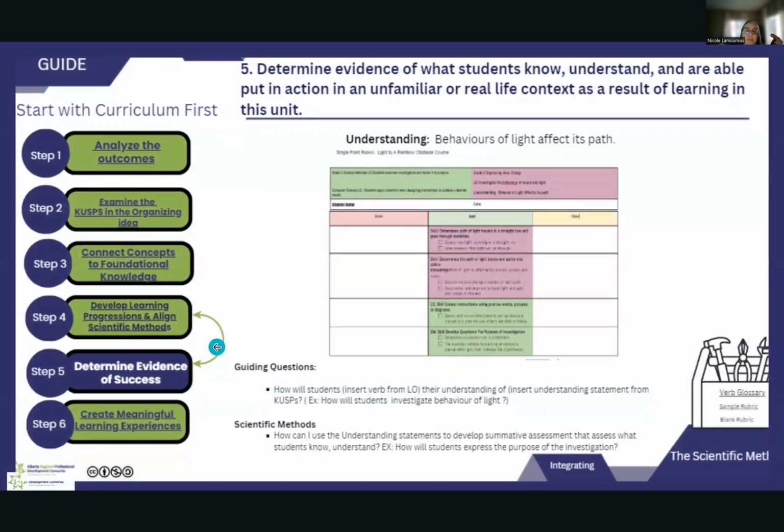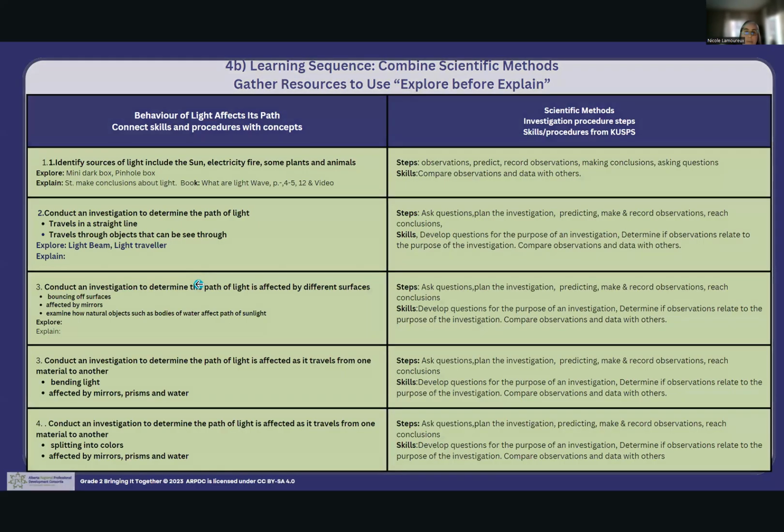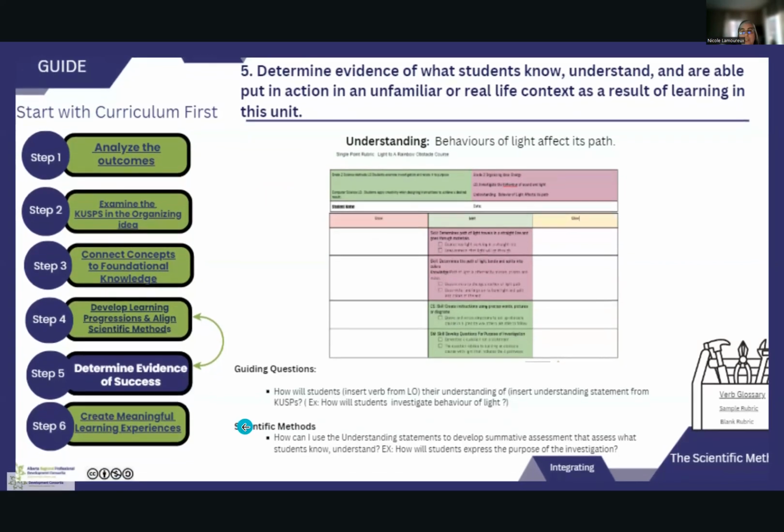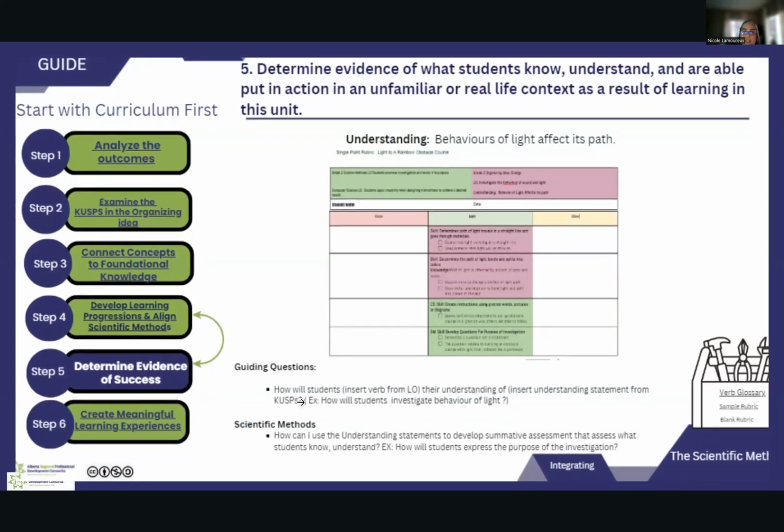I came up with a summative, so then at any point you can flip between the two, but you want to determine evidence of success of what the students know, understand, and are able to put into action in an unfamiliar or real life context as a result of learning in this unit. If you've taken sessions with Chris and Ted, that transfer of learning or application in a new context is your summative assessment. So your guiding question is, how will students, it says insert the verb, and you'll see an example here. How will students investigate? So the verb is investigate behavior of light.